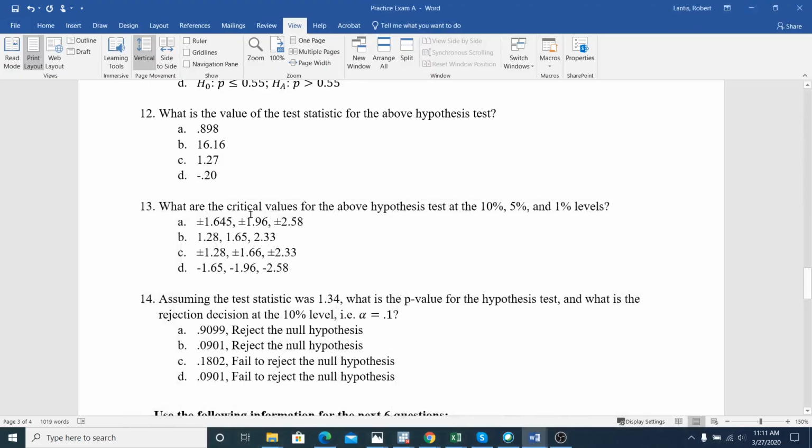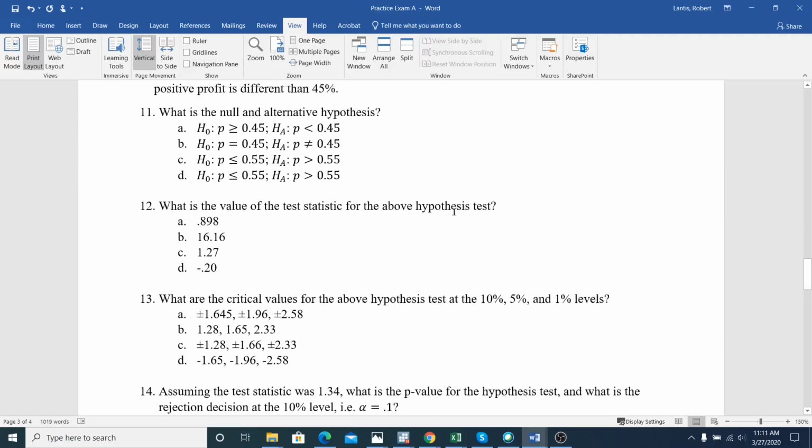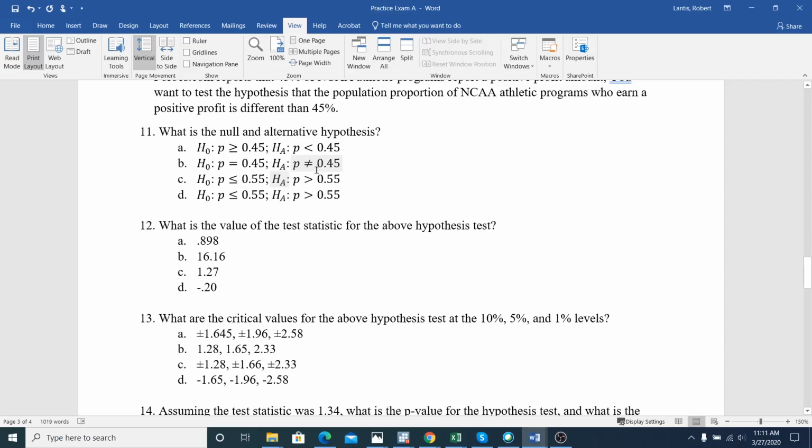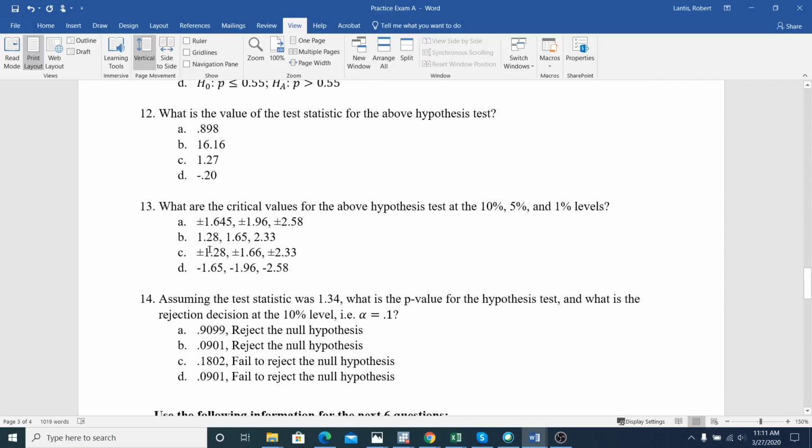So I've got my three pairs of critical values for a two-tailed test. Once you identify that it's a two-tailed test, because you have that not equal to sign in your null or alternative hypothesis, you know it has to be either A or C. If it was a right-tailed test, we should have positive critical values, and if it was a left-tailed test, we should have negative critical values.